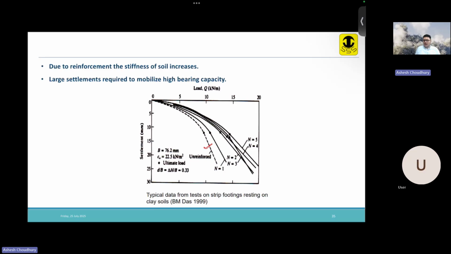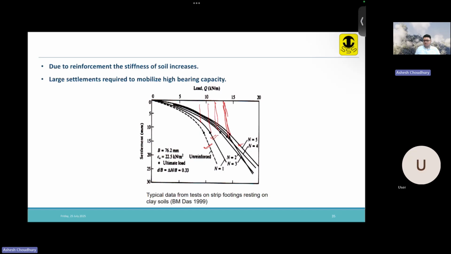Now, if you use one layer of, say, geotextile, then this is my load settlement curve. Now if you keep on increasing, the last curve is for 5 layers of geotextile. But you can see that to mobilize this high bearing pressure, here bearing capacity was low, then the bearing capacity is increasing.